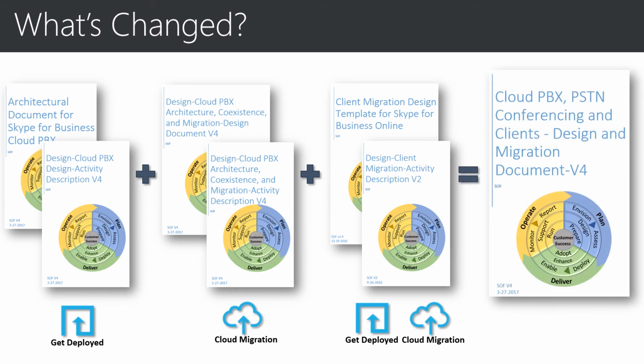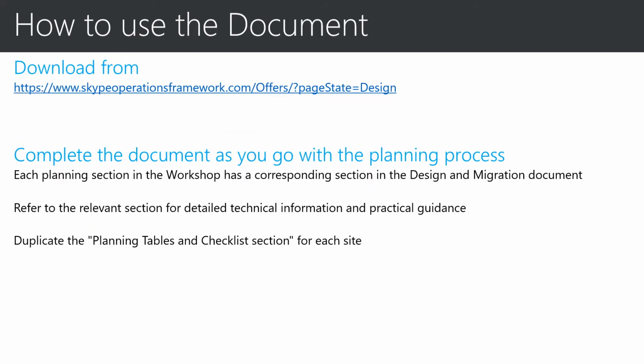Like we did with the workshops, we have consolidated all these 6 documents into one to make it easier to design your journey to a successful Cloud PBX deployment. With that, now you can find anything you need in one place, including all the checklists and planning tables. Like all the other assets, the consolidated design document is also available for download on the SOF website.